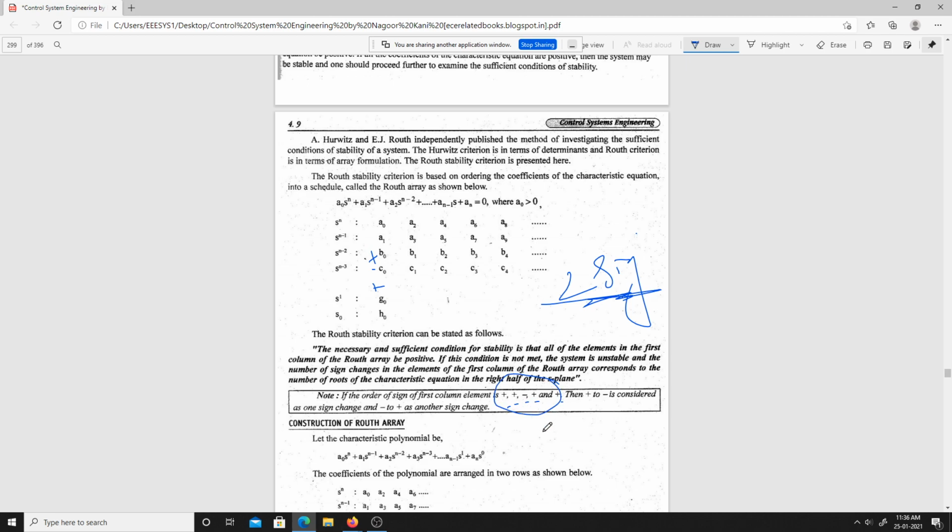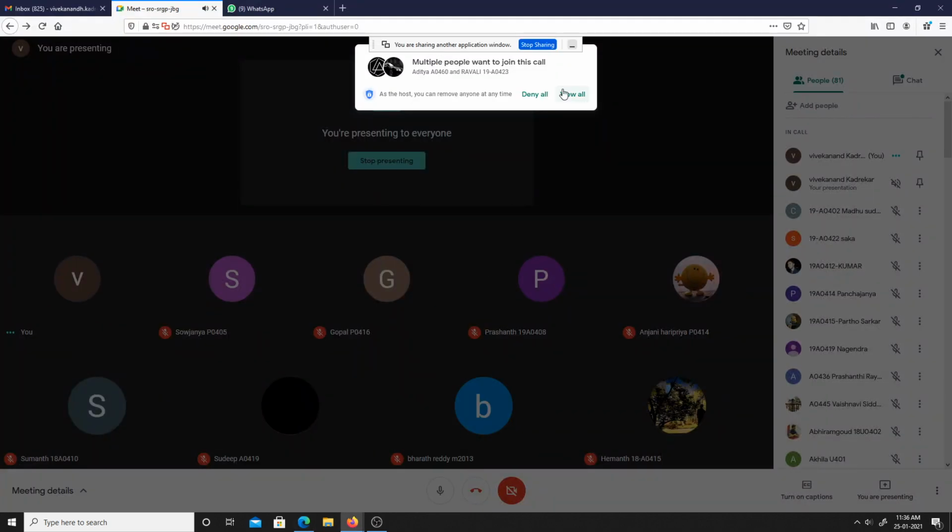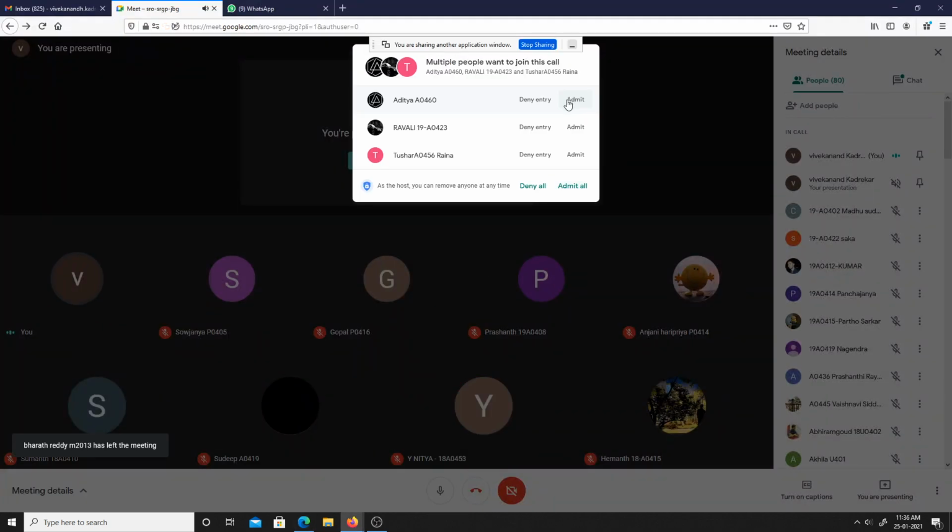So how do we consider the number of sign changes here? Positive to negative, one sign change, and again negative to positive, another sign change. So two sign changes are there. If two sign changes are there, it means two roots are located on the right half of the S plane. Is it clear? I hope that it is clear for all of you.